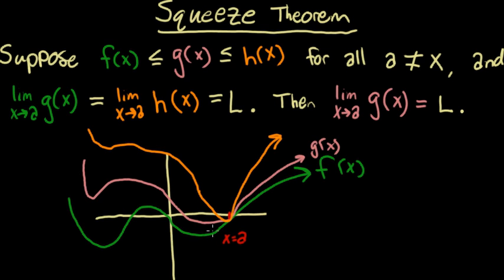The squeeze theorem says that because the orange line, h of x, equals f of x, this g line in the middle must also equal that, because it has to be above the green but below the orange, so this pink line must be equal to them. So let's go over an actual example with the squeeze theorem, something a little more substantive.